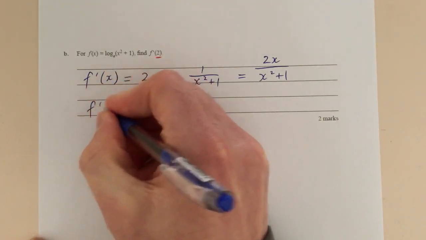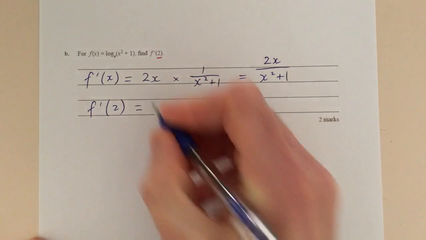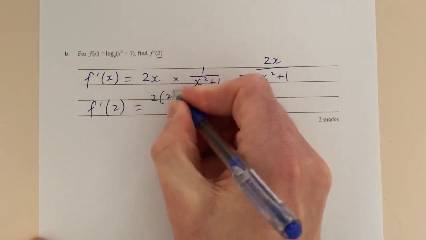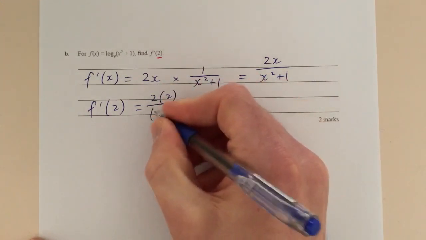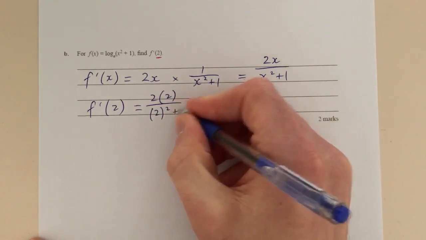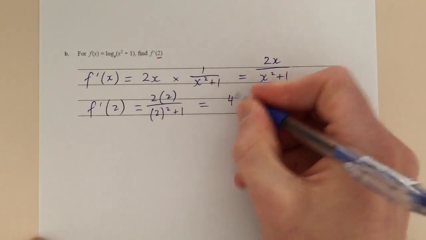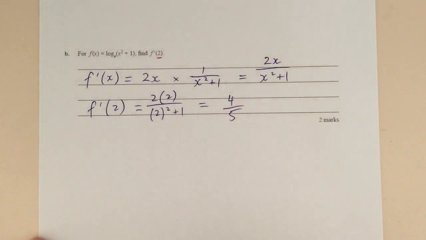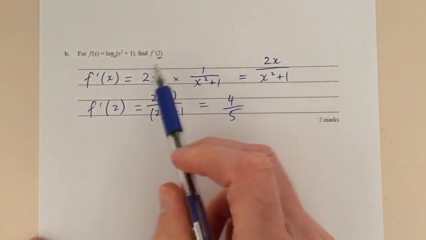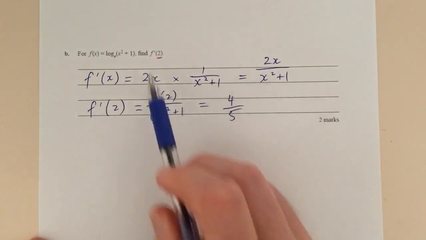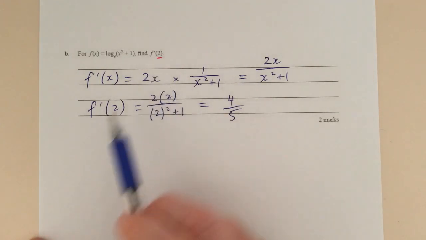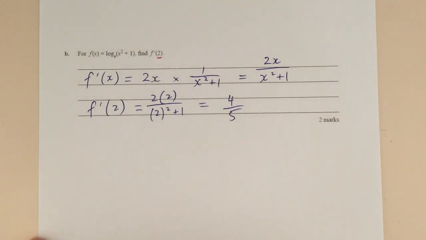So f dash of 2 will just be 2 times 2 over 2 squared plus 1. So get 4 on top and 5 on the bottom, so 4/5. Right, so as we said, read the question carefully, not just asking you to find the derivative here, but actually asking you to find the derivative when x equals 2, which is what we've done with that final answer there.